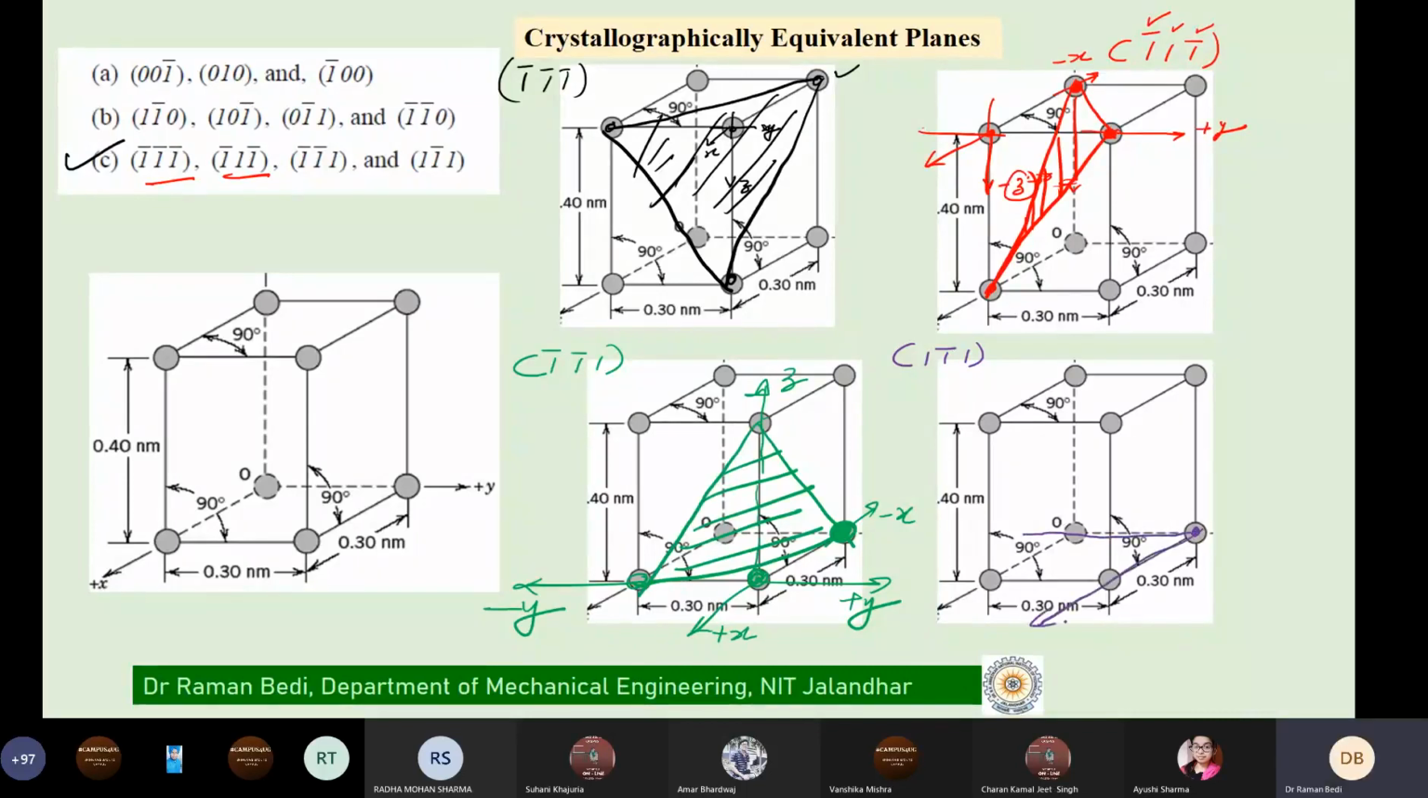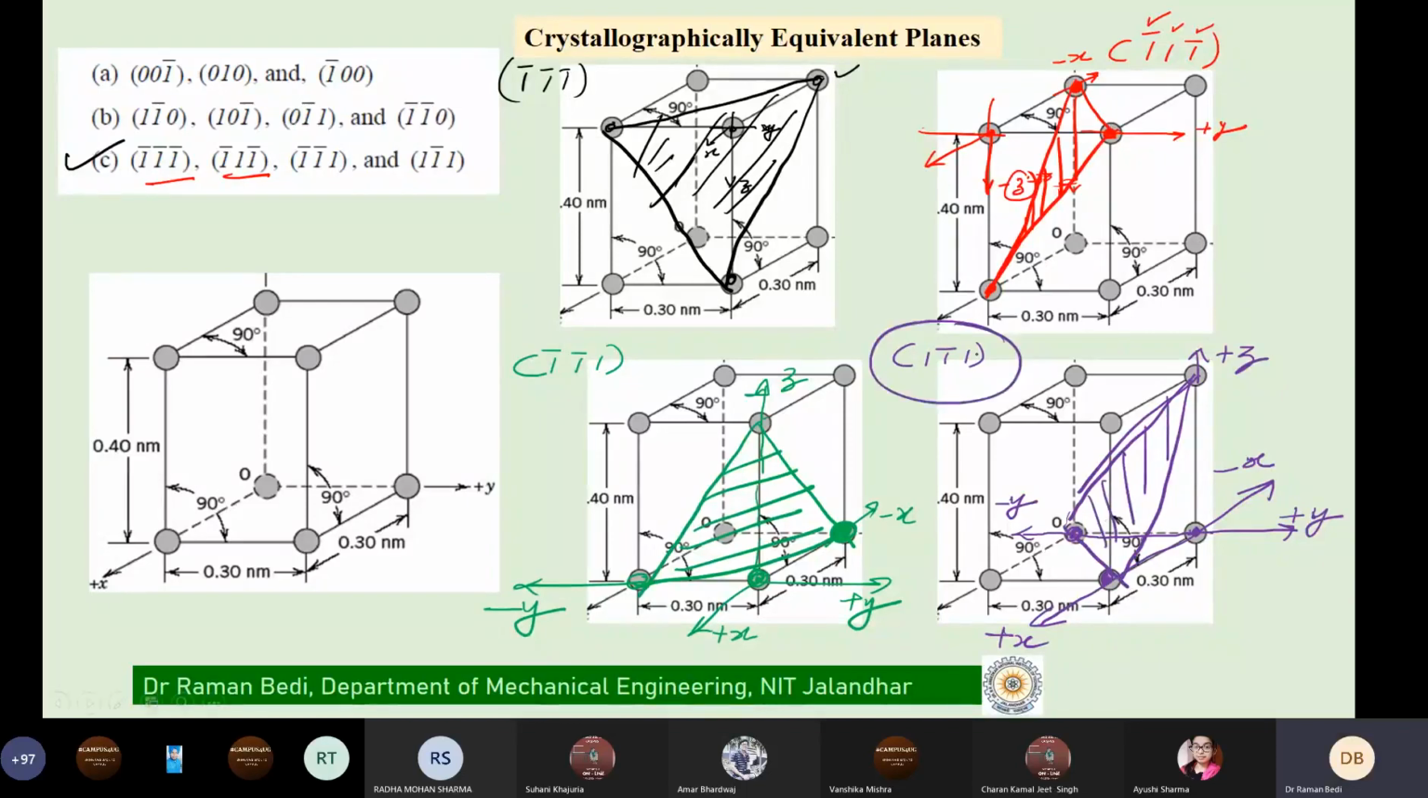So we now have the plus x direction, the minus x direction, this is the plus y direction, this happens to be the minus y direction, and then obviously this happens to be your plus z direction. Intercepts of +1 on x, so +1 on x is here, -1 on y is here, and +1 on z is here. So the plane happens to be this. This is the plane which we are showing here. So this plane is then the 1, 1 bar, 1 plane.